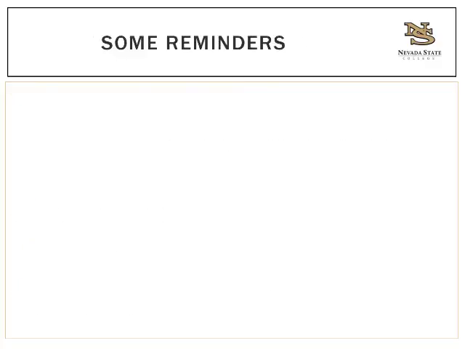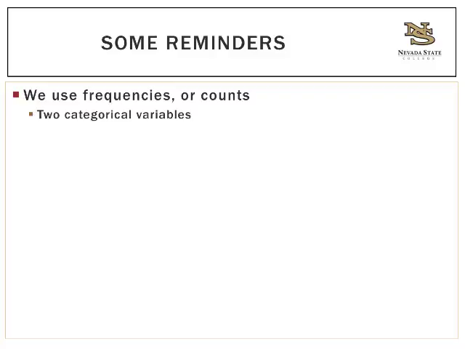Some reminders as you are trying to get this all to sink in. We use frequencies or counts. So we are not using means, we're not using standard deviations, we're not using standard error, none of that. It's simply how many people did what. We're just counting people on our fingers, and that's what we're using for our data. We are using a test of independence when we have 2 categorical variables.